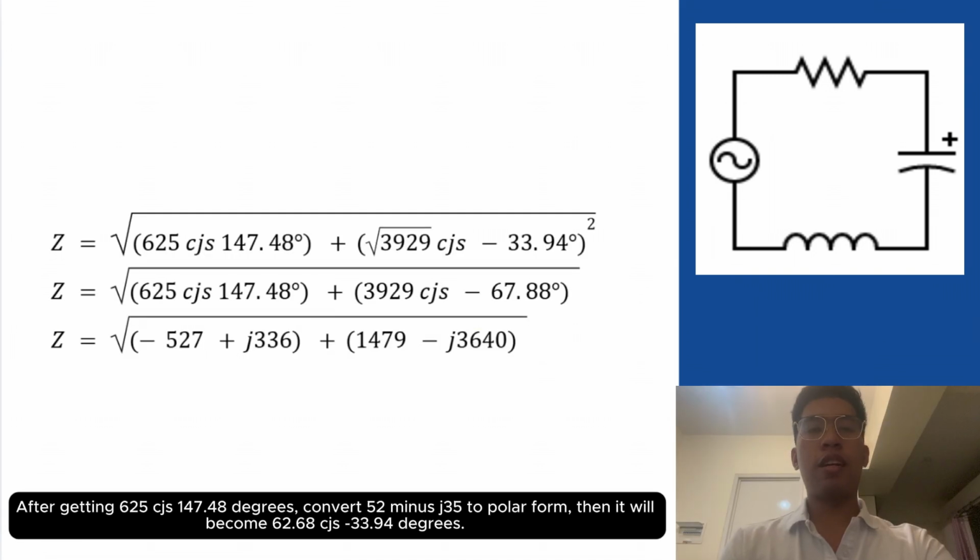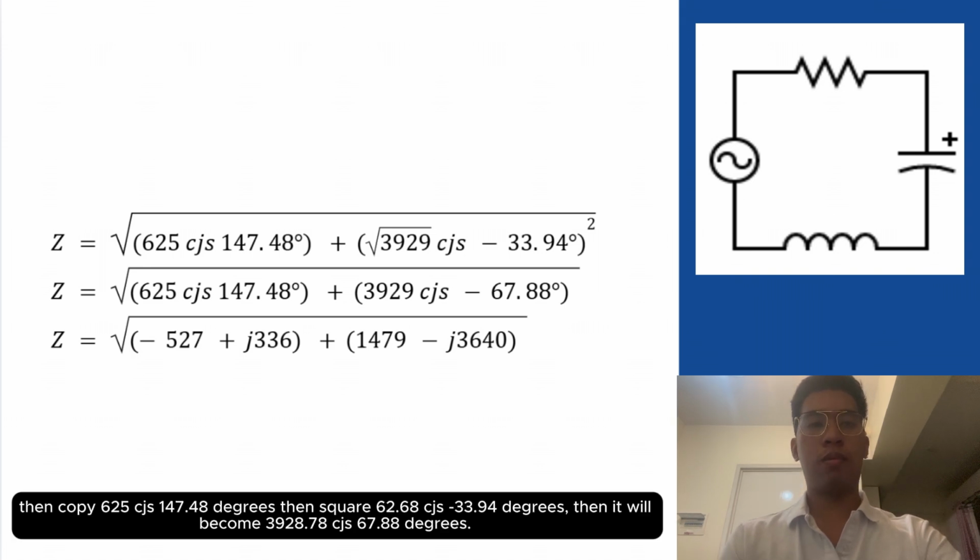After getting 625∠147.48 degrees, convert 52 minus j35 to polar form. Then it will become 62.68∠-33.94 degrees. Then copy 625∠147.48 degrees. Then square 62.68∠-33.94 degrees. Then it will become 3,928.78∠67.88 degrees.